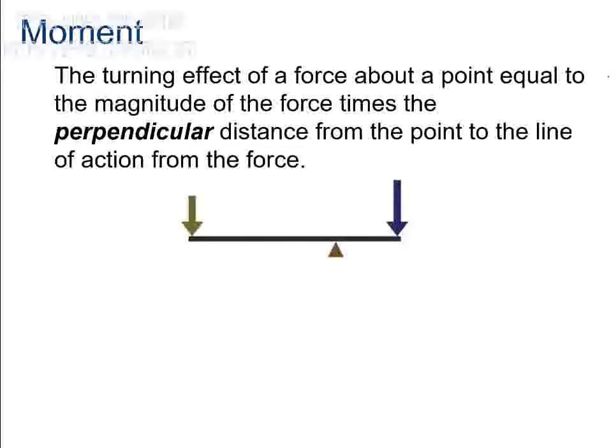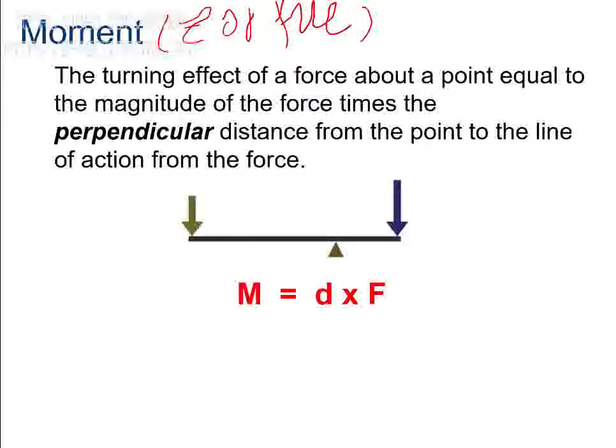The other thing is moment or torque. Sometimes it's named torque. Moment or torque is the turning effect of a force about a point, equal to the magnitude of the force times the perpendicular distance from the point to the line of action. Therefore, moment is symbolized by the Greek letter tau, or sometimes we use capital letter M. Distance times force, and this distance is a perpendicular distance.